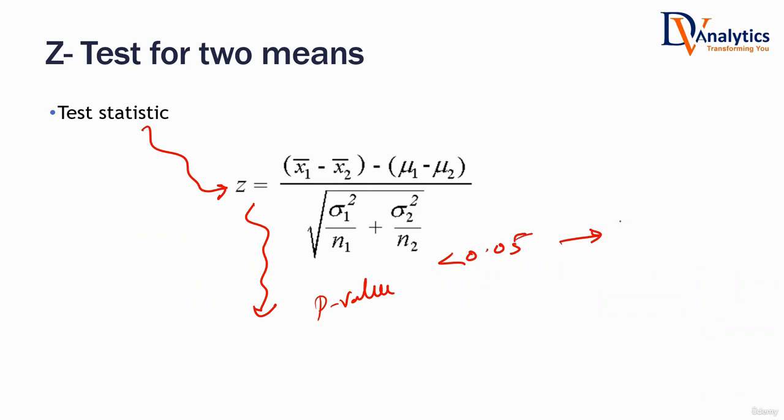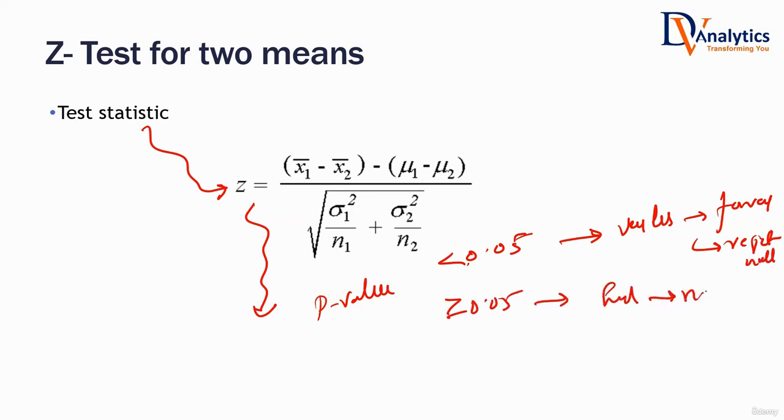P-value less than 0.05 means the p-value is very less, so the test statistic is far away from the population. That's why you reject the null hypothesis, whatever the null hypothesis is. If the p-value is greater than 0.05, the p-value is high. That means it is nearby, and you accept the null hypothesis.